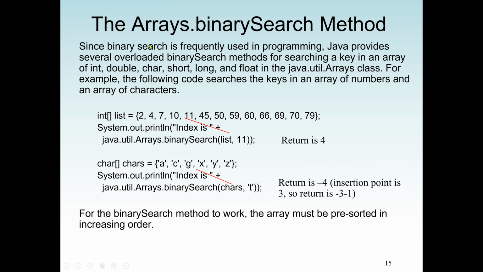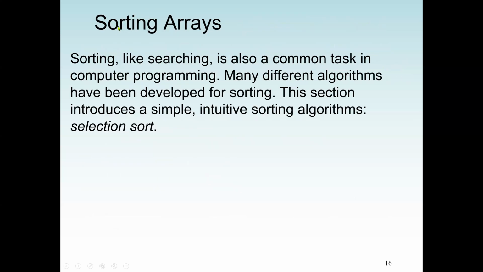So also, since binary search is a very common algorithm in searching, Java also provides several validated binary search methods for searching a key in an array. So we can use binary search, which is part of the java.util package, Arrays.binarySearch. Also, we can do sorting. Sorting is like searching. By sorting, we are rearranging the items, either in ascending or descending order.